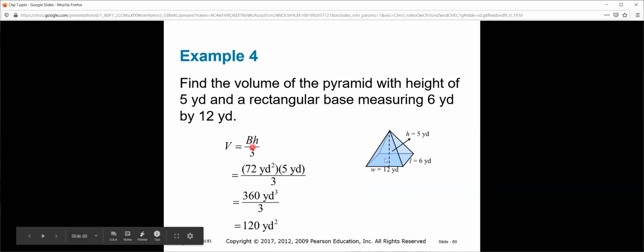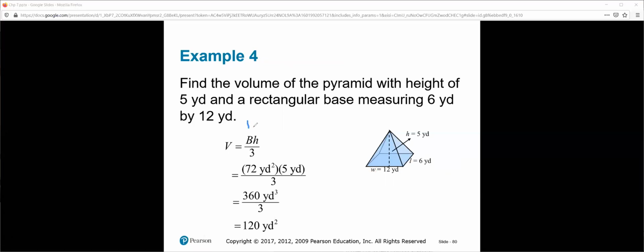The base here is given by length times width, right? So technically, I guess you could say LWH over 3 if you want. Same thing. The book is just stepping the problem ahead a beat or 2.